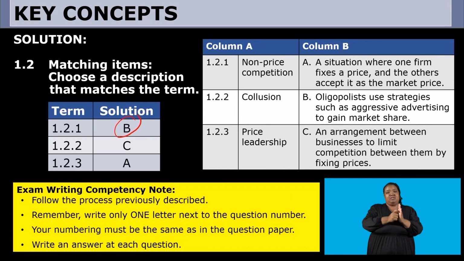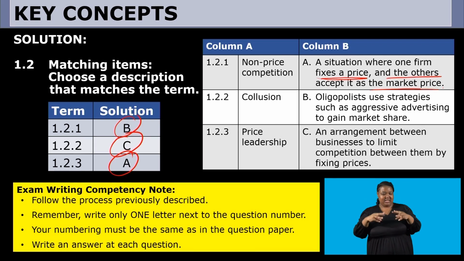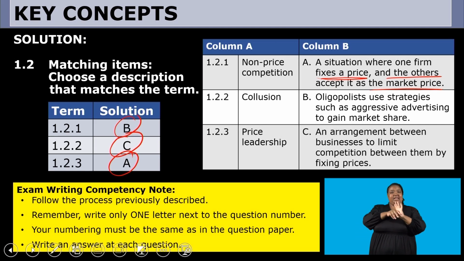So here you are only writing the correct letter next to the question number, which says oligopolies use strategies such as aggressive advertising to gain market share. 1.2.2, the collusion, it's C. An arrangement between businesses to limit competition between them by fixing prices. 1.2.3, it's A, that is price leadership. It's a situation where one firm fixes a price and others accept it as the market price, right?